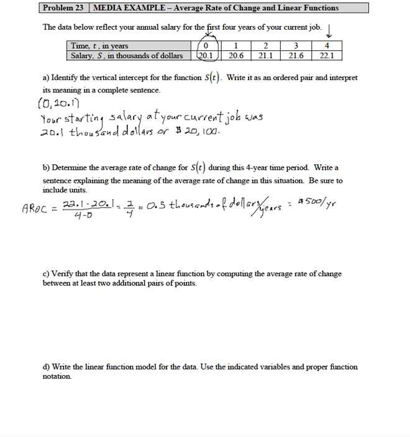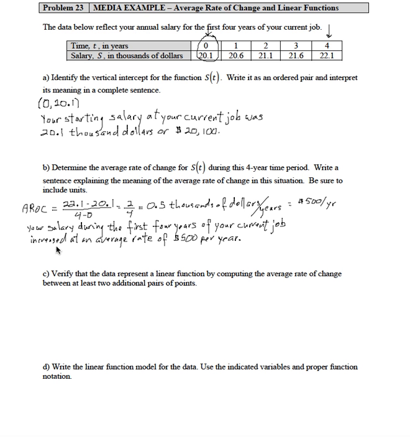So in a complete sentence, the average rate of change can be explained this way. Your salary during the first 4 years of your current job increased at an average rate of $500 per year.